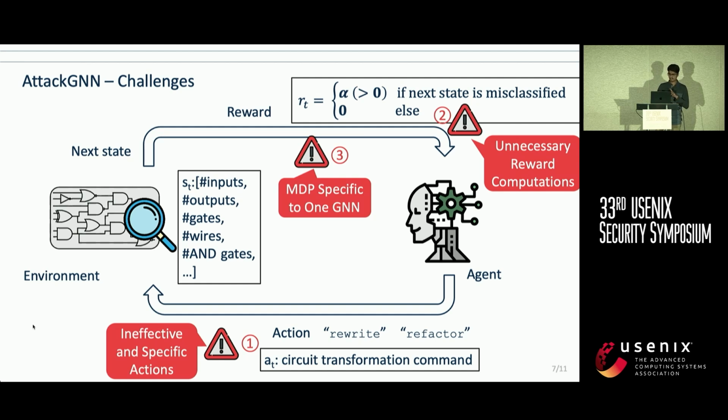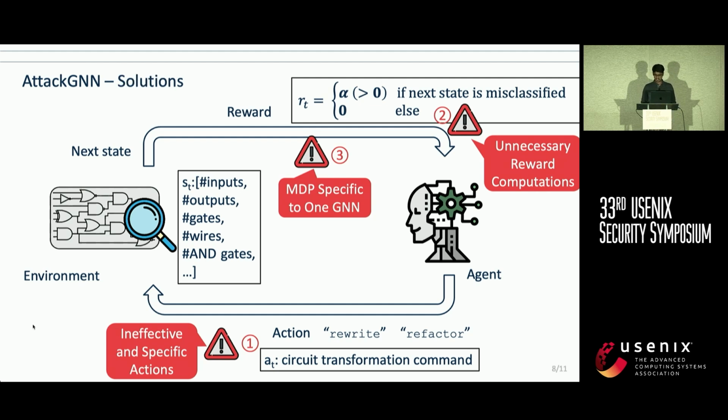The second challenge is that the reward computation, which involves querying the target GNN, is expensive. It takes a few seconds to query the target GNN and get the feedback. Doing this at every step takes up a lot of time, which increases the training time for the agent. The third challenge is that in this entire formulation, because the reward is guided by a specific graph neural network, this agent is only trained to evade that particular GNN. So if you are focusing on a GNN for detecting Trojans, this agent will only learn to evade a GNN for detecting Trojans, which is not ideal. We want a generic agent that can evade multiple GNNs simultaneously.